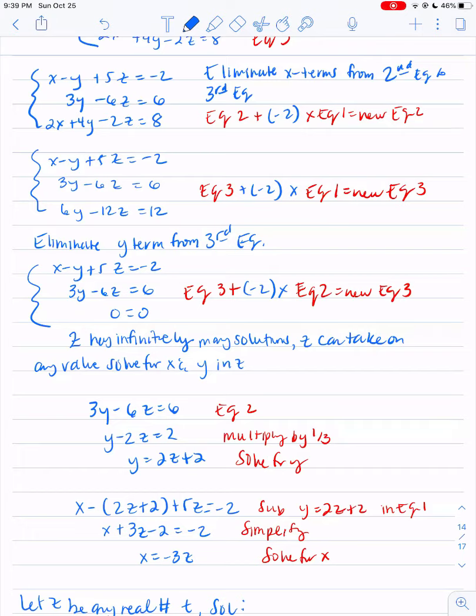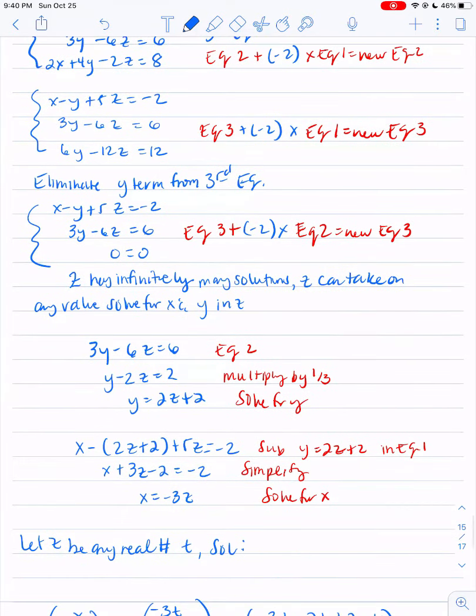So I do equation 3 plus negative 2 times equation 2 is my new equation 3. And that's 0 equals 0. So my z has infinitely many solutions. So z can take on any value. So I'm going to solve for x and y in terms of z.